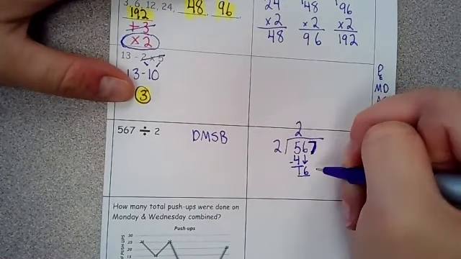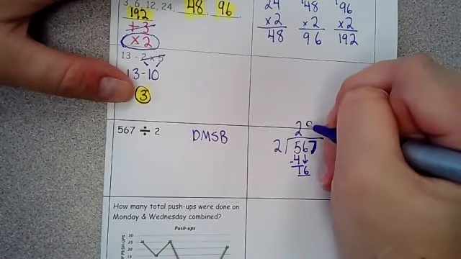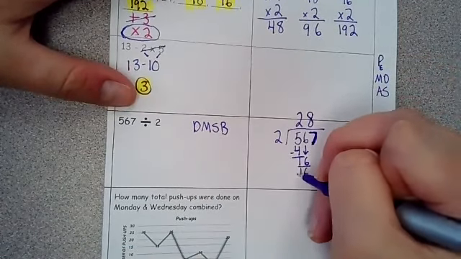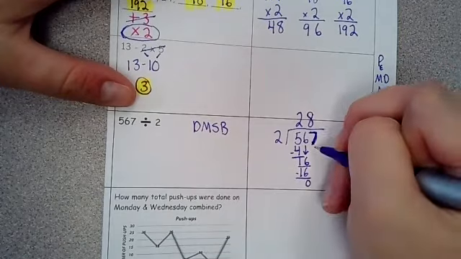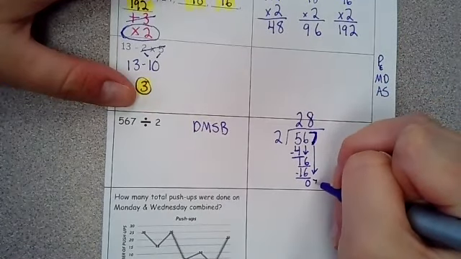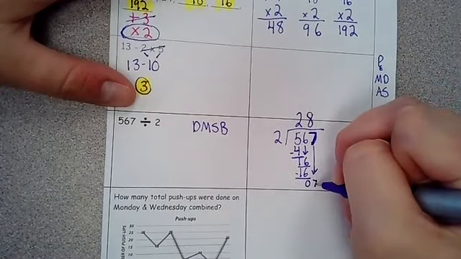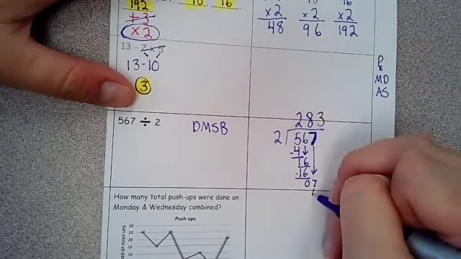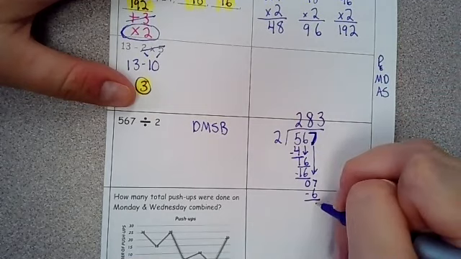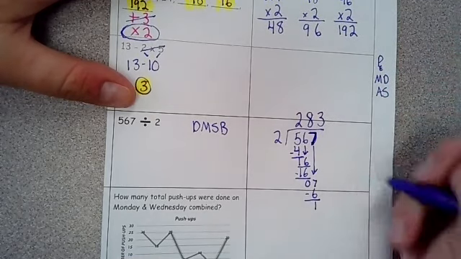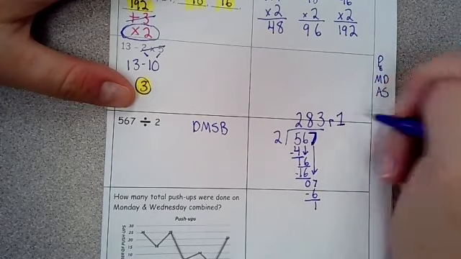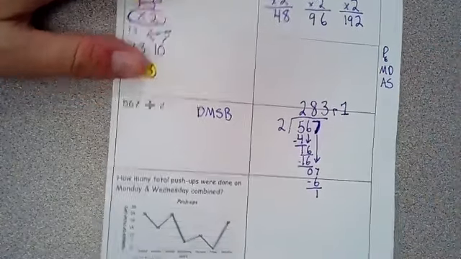How many 2's are in 16? You put the answer up top. There are 8. 8 times 2 is 16. When you subtract, you get a 0. Bring down the 7. How many 2's are in 7? There are 3. 3 times 2 is 6. Subtract, you get a 1. Since there's nothing else to bring down, that is your remainder. So 283 with a remainder of 1.